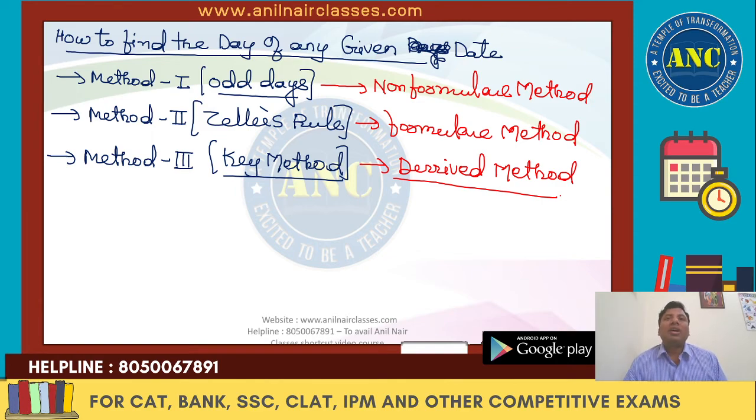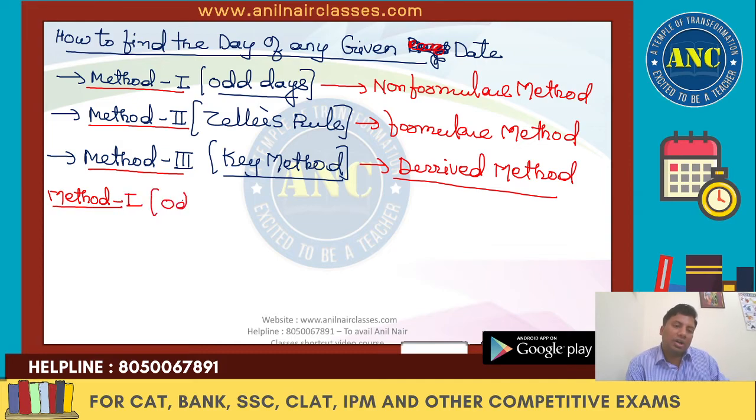We will do the key method. How to find the day of any given date? There are three ways to solve. Method 1 is by using odd days. Method 2 is by using Zeller's rule. And method 3 is by using the derived method. Let us discuss method 1.